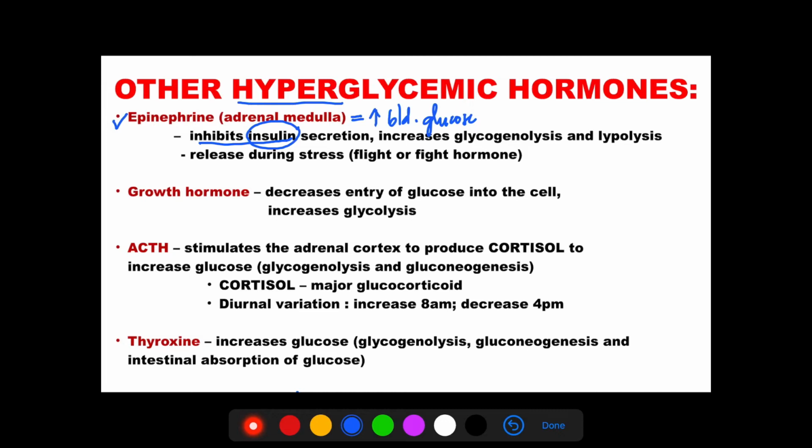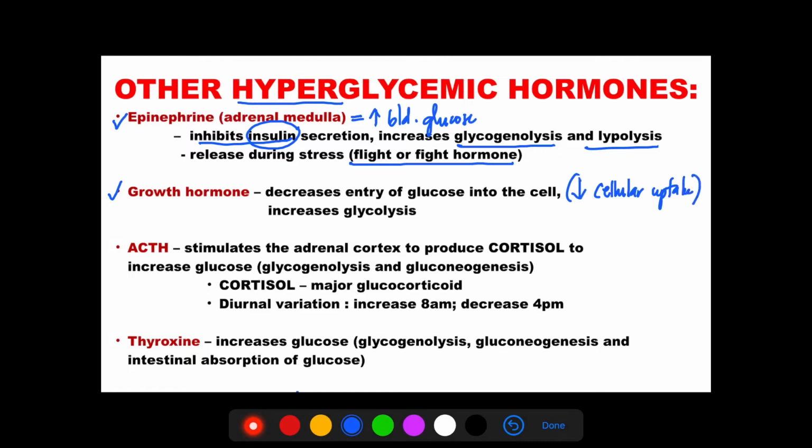Next one, it increases glycogenolysis and lipolysis, and it is also released during stress. So this is considered as the fight or flight hormone. Next, we have the growth hormone. So the growth hormone decreases the entry of glucose into the cell. So this means it decreases the cellular uptake of glucose.